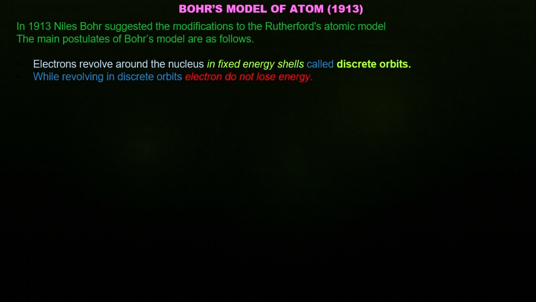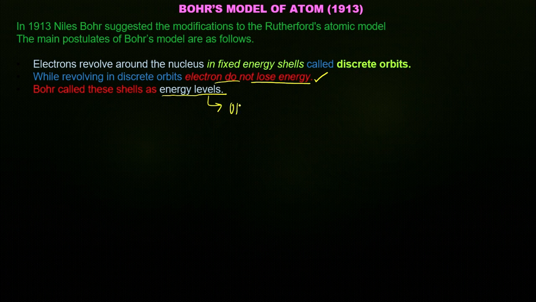Second, while revolving in discrete orbits, electrons do not radiate energy. So here it is categorically mentioned that electrons do not radiate energy or lose energy while revolving around the nucleus. And third, Bohr called these shells energy levels. So the concept of energy level is given by Niels Bohr. Previously they were called orbits. Now they are called energy levels, or you can say shells, energy shells.